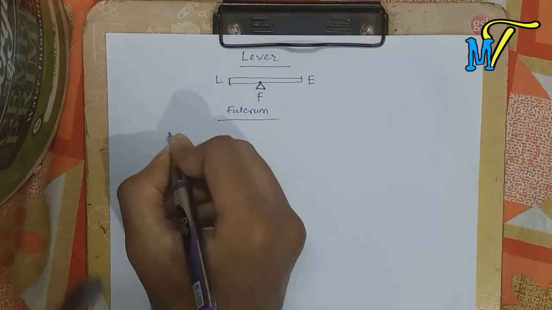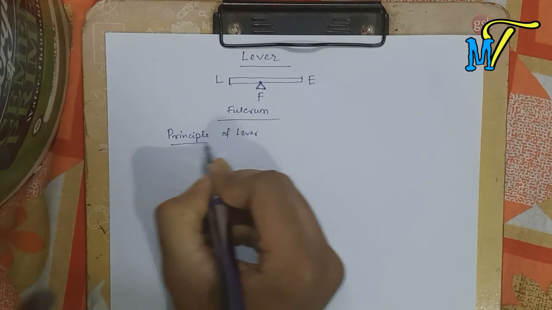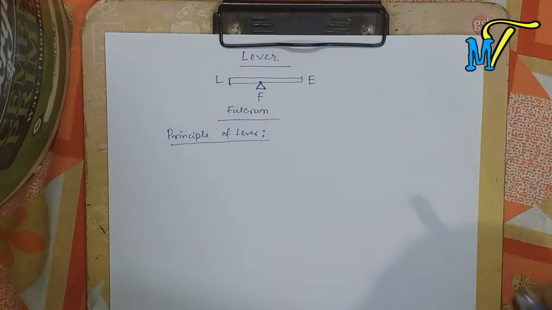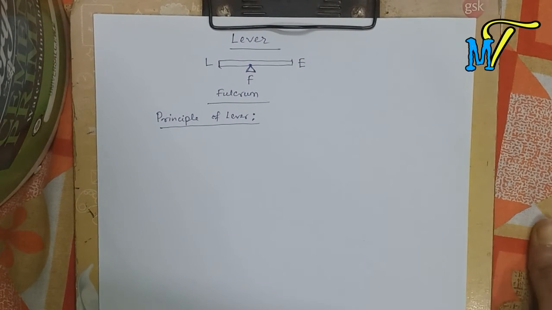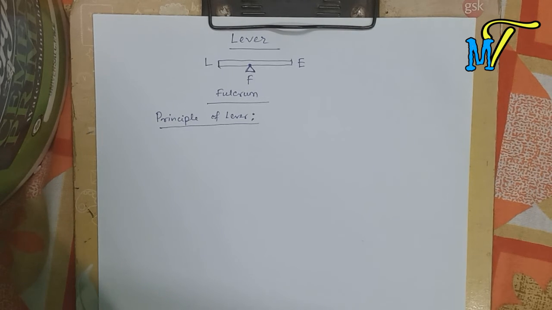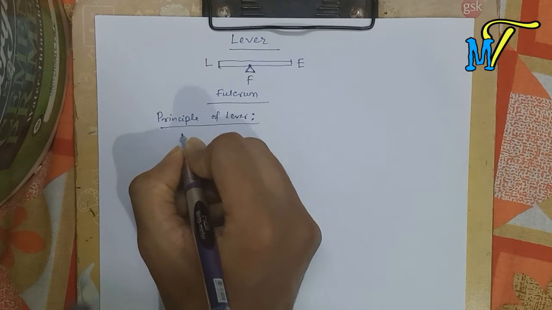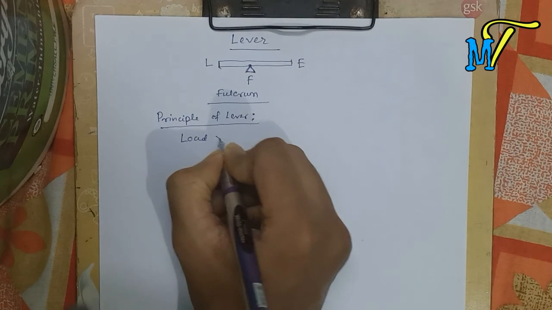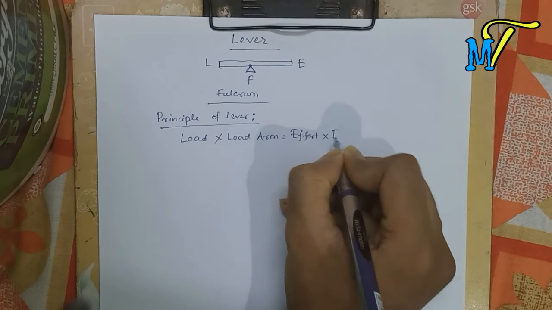Now comes the principle of lever. Why it is stated, I don't know, because as the definition is written in the book, we have to learn it, and whatever the principle says, we have to follow it. So what is the principle of lever? It is written: load multiplied by load arm is equal to effort multiplied by effort arm.